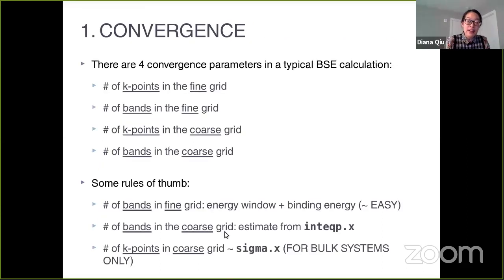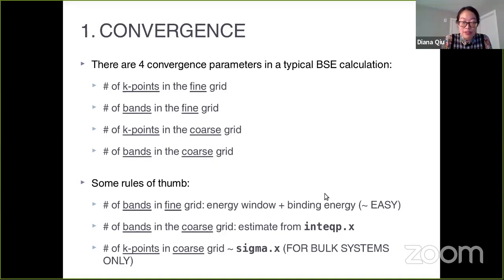For the BSE calculation, there are four additional convergence parameters that you have to consider. One is the number of K points on the fine grid. The other is the number of bands in the fine grid, and the number of K points on the coarse grid, and the number of bands on the coarse grid. Essentially, you need to increase these values until the final observable you're looking for, such as the optical absorption spectrum, converges.